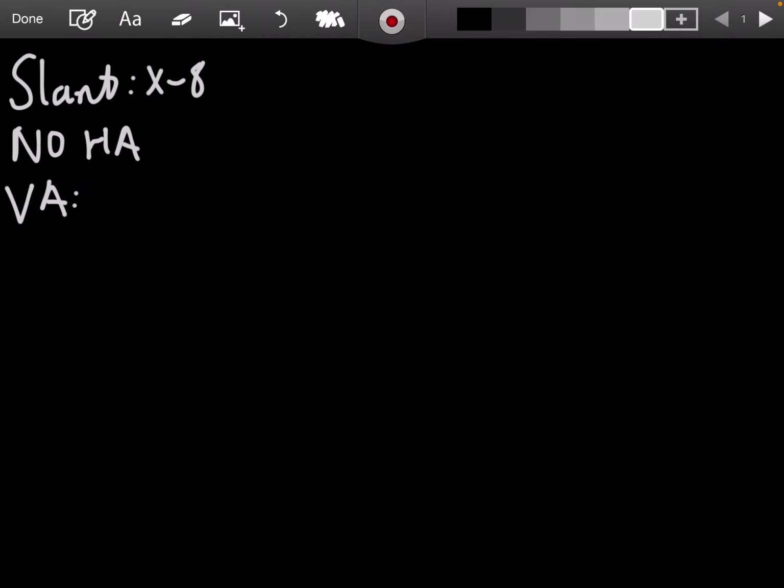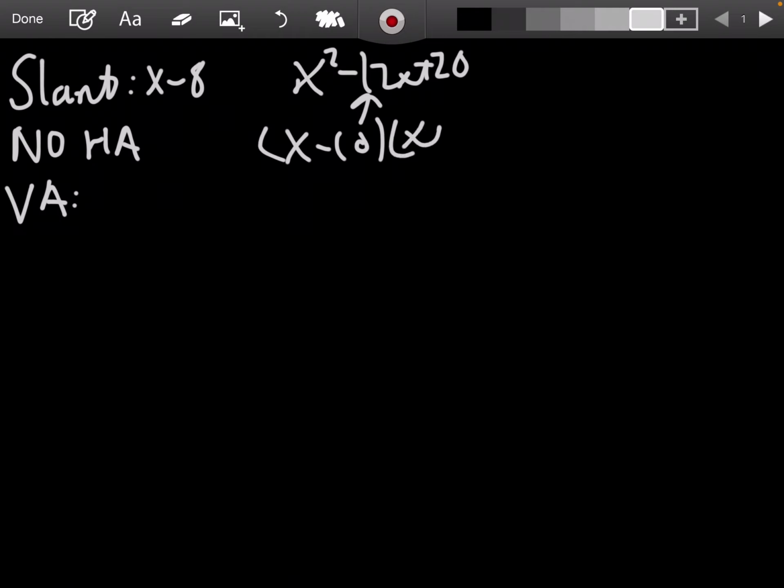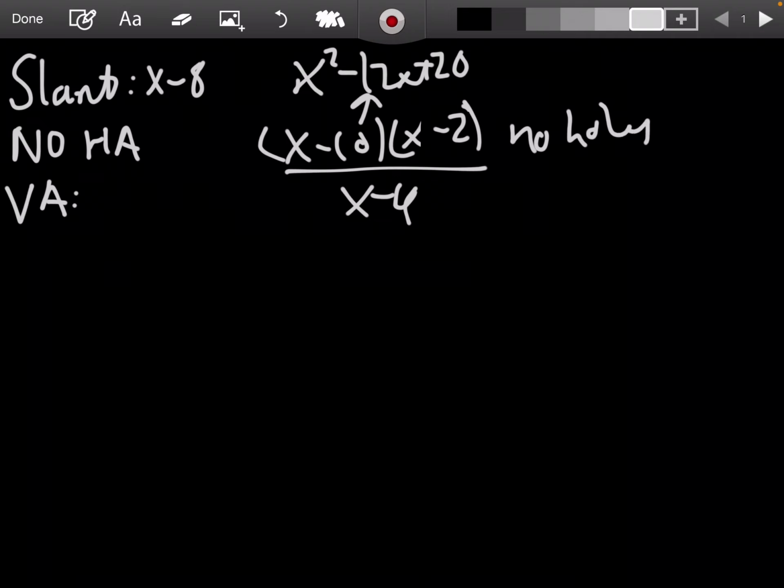So first, let's factor the equation. We were given x squared minus 12x plus 20, so let's factor that. That splits into x minus 10 and x minus 2. Let me fix that. And then over x minus 4. As we can see here, there are no common factors, which means there are no holes. No holes. Let me write that down.